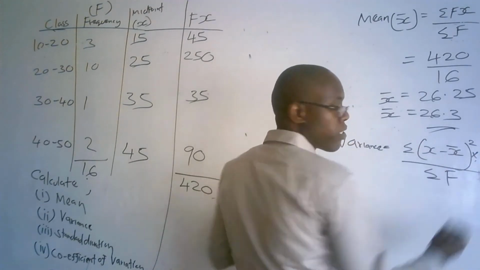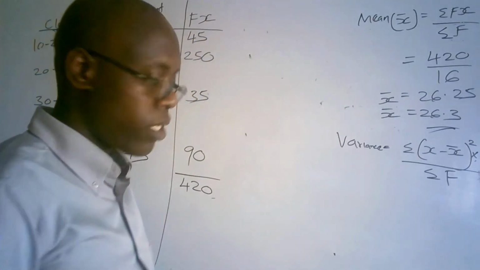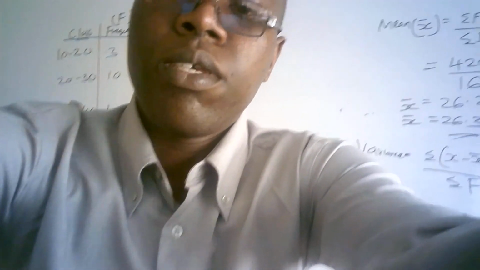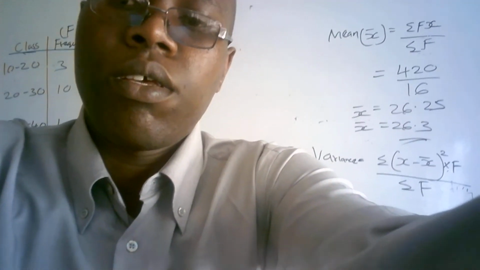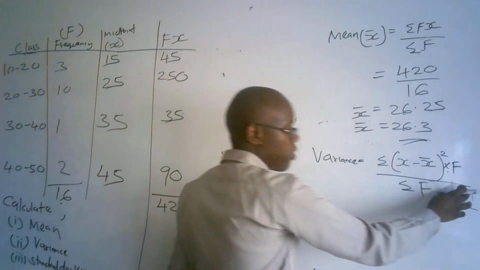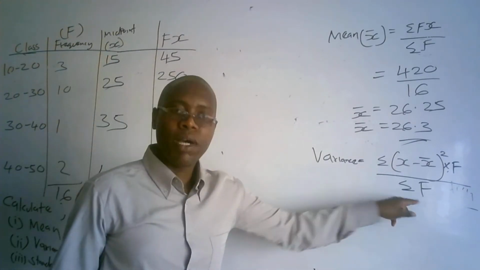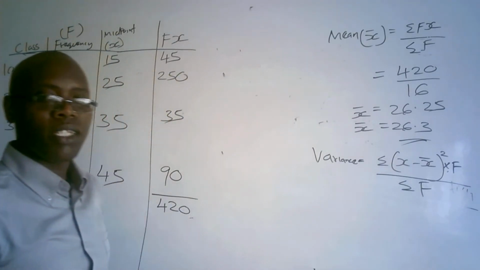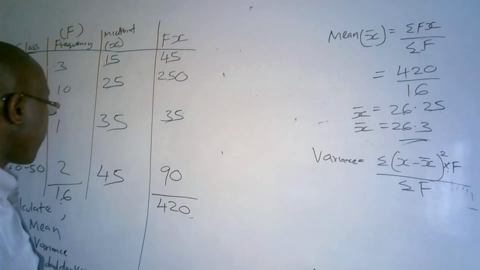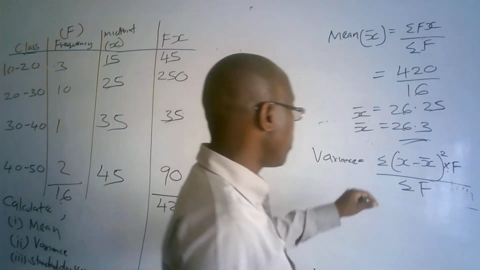I've seen the camera has not captured that, that's multiplying by the frequency at the far end there. Let me make it capture it. Yes, so now it can be seen. So that's how you multiply by the frequency, and then divide by summation of f. So simply that's how we calculate the variance, and the formula is always the guiding principle.